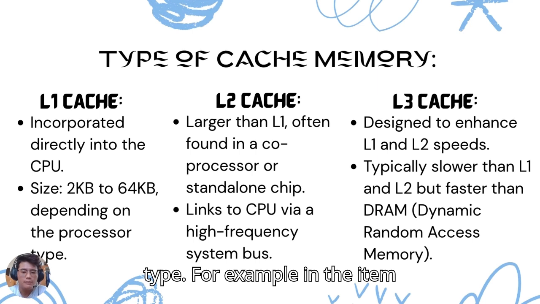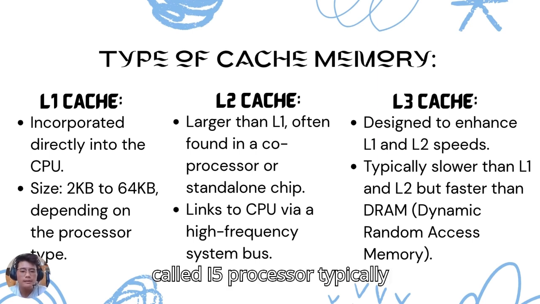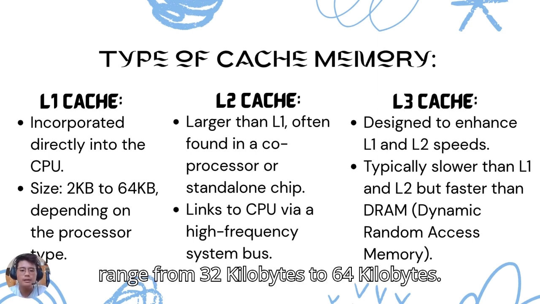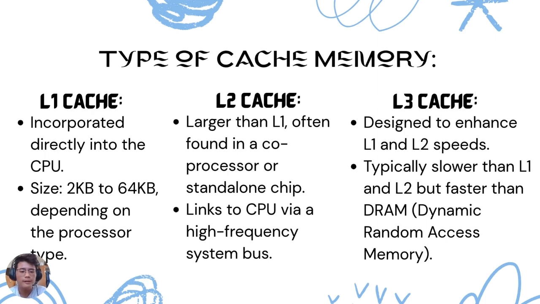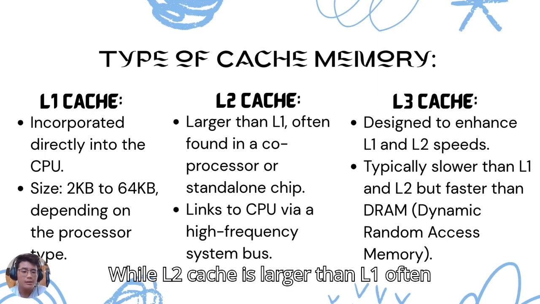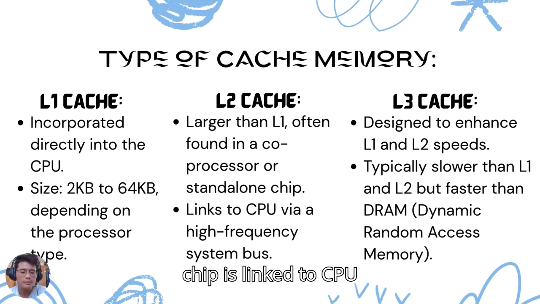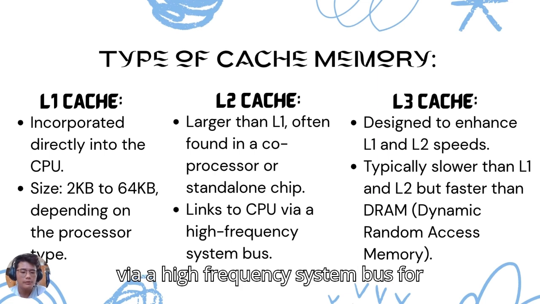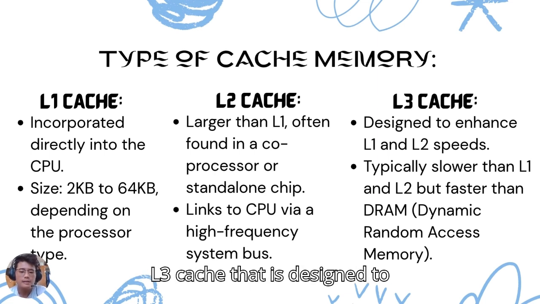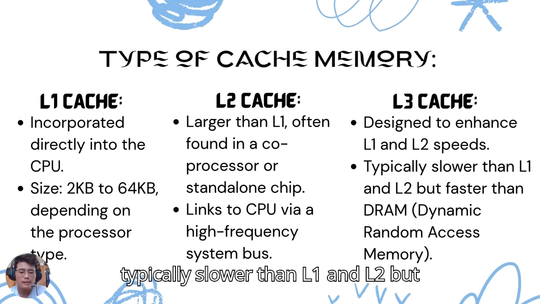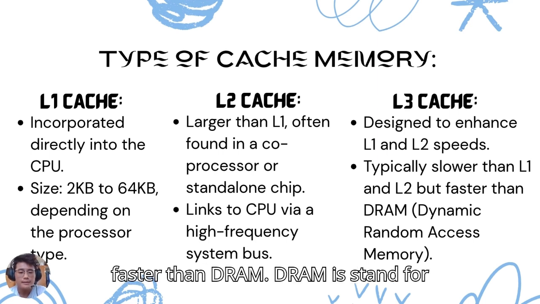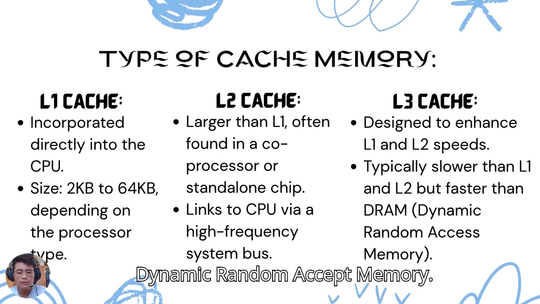For example, in the i5 processor, sizes typically range from 32 GB to 64 GB. L2 cache is larger than L1, often found in a core processor or standard logic chip, and is linked to the CPU via a high-frequency system bus. L3 cache is designed to enhance L1 and L2 performance, typically slower than L1 and L2 but faster than DRAM. DRAM stands for Dynamic Random Access Memory.